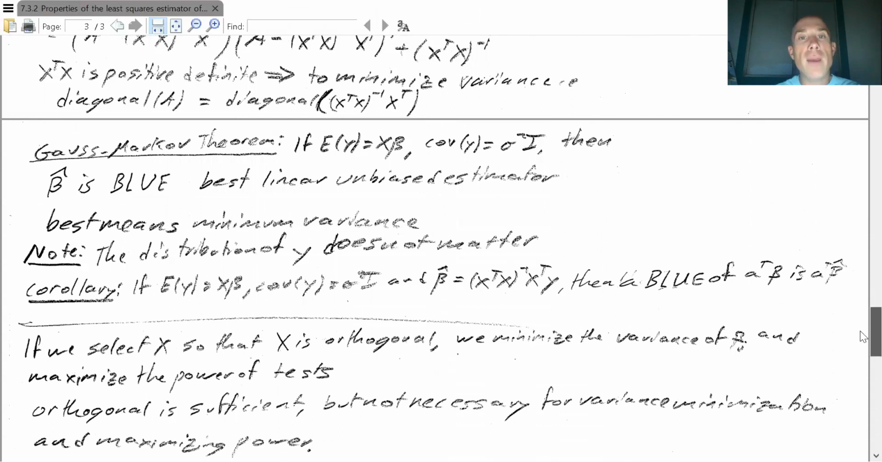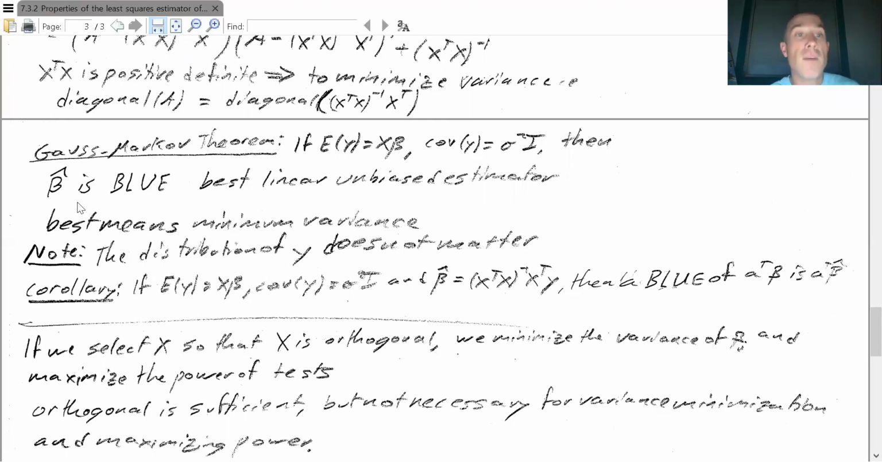Another way to articulate the Gauss-Markov theorem is that if the expected value of Y is X times beta, and the covariance of Y is sigma squared times the identity matrix, then our least squares estimate is BLUE. It's the best linear unbiased estimator. It's got 3 properties, and that's a lot. If you think about your mathematical statistics course, being best, linear, and unbiased, you get a lot of properties out of this.